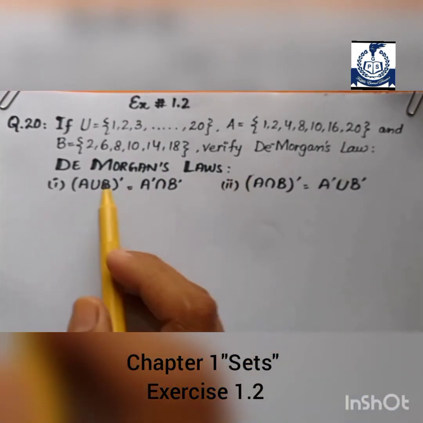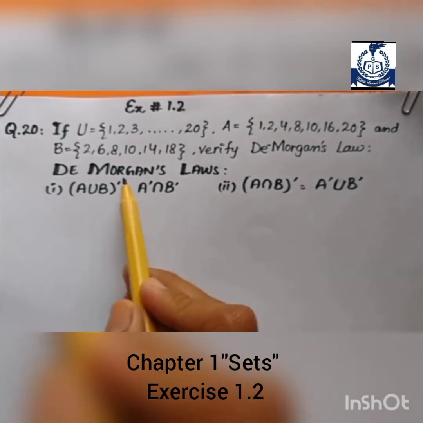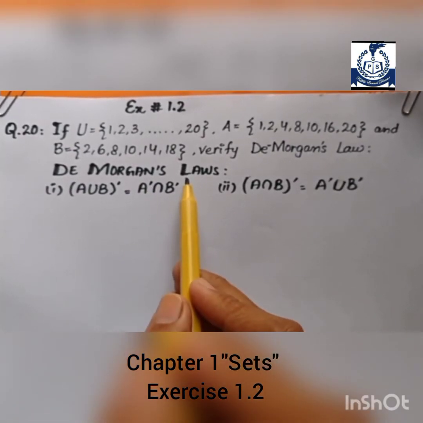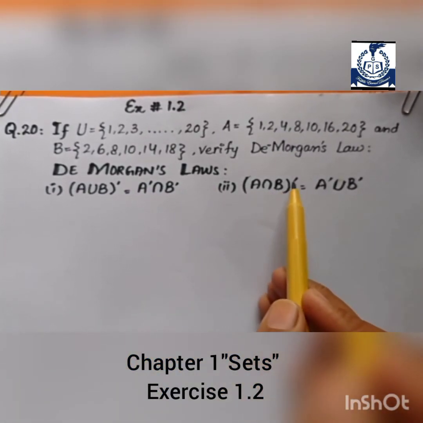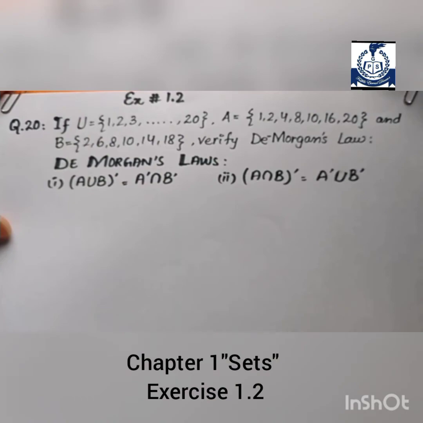Part 1 is A union B whole complement, which is equal to A complement intersection B complement, and part 2 is A intersection B whole complement equal to A complement union B complement. So here we have to verify De Morgan's law. Part number 1: A union B whole complement is equal to A complement intersection B complement.